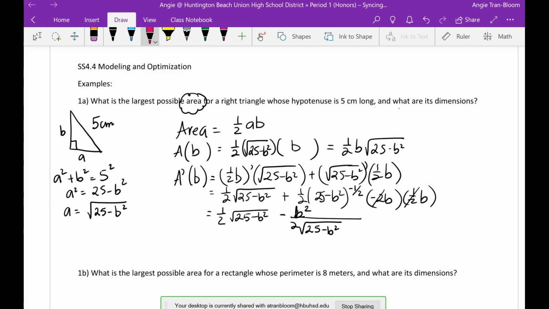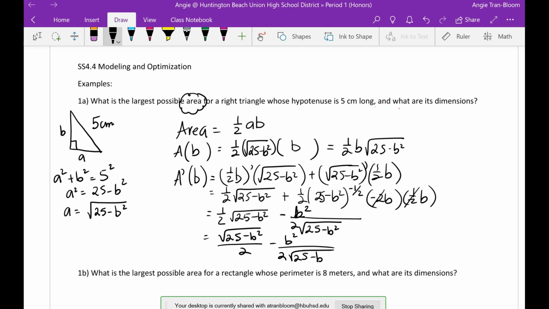Did you get to at least here? Put the radical on the bottom, cancel out the 2's and the half, and it's a negative b squared on the top. Now, because you're going to have to solve this by hand, find the critical points by hand, I do recommend that you should find a common denominator. So if I were to find a common denominator, I most likely would write this on the numerator, okay, and then over 2. Then at least you can see that there's a 2 already in common.